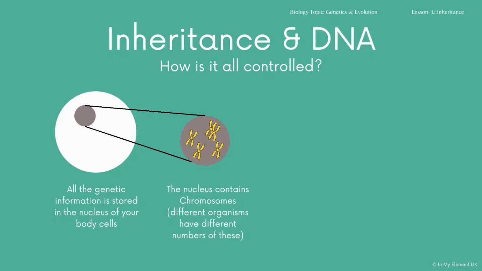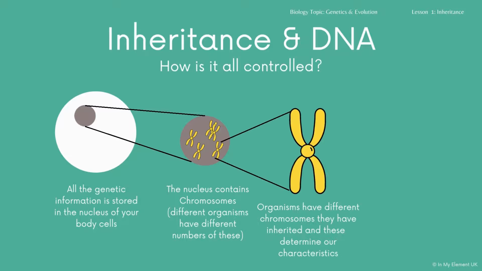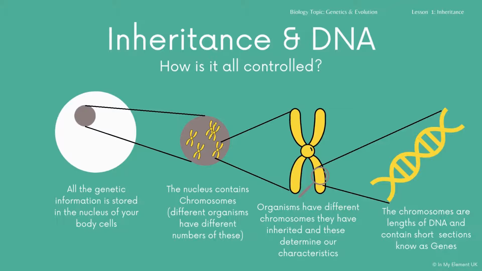Now, when you magnify that nucleus and have a look at it, it contains chromosomes. It's important to remember that we're talking about humans today, but different organisms will have different numbers of these chromosomes, and we quite often represent these chromosomes as X's, as has been done here. Then when you take a chromosome and magnify it, you can see the size of that there, and within that chromosome you will find a strand of DNA.